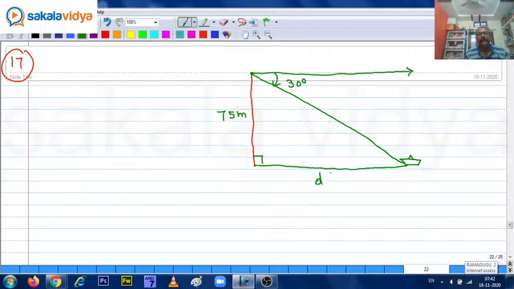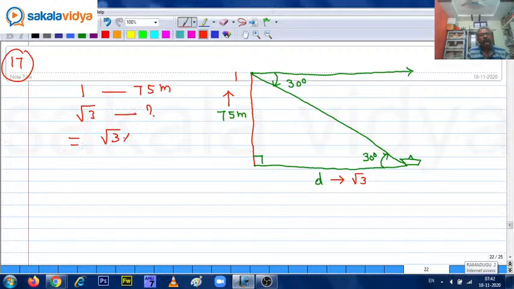These two lines are parallel, so these two angles are alternate interior angles. So this is also 30. Now leave this figure. 30 means this side is 1 unit, 60 means this side is root 3 units. 1 unit is equal to 75 meters. For root 3 units, that is root 3 multiplied by 75, which is 75 root 3. So D is equal to 75 root 3. That's our answer.